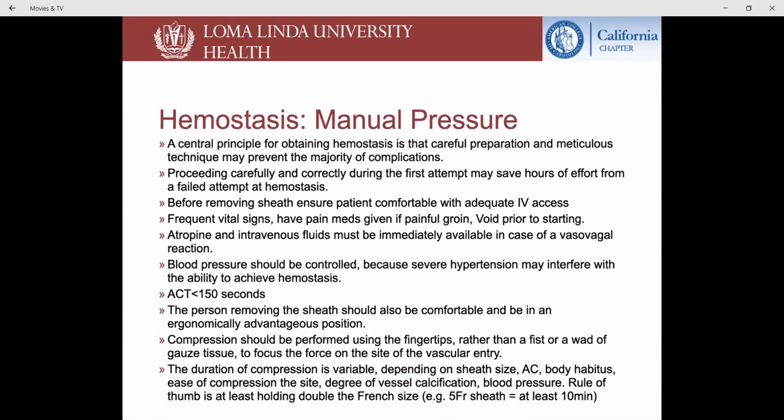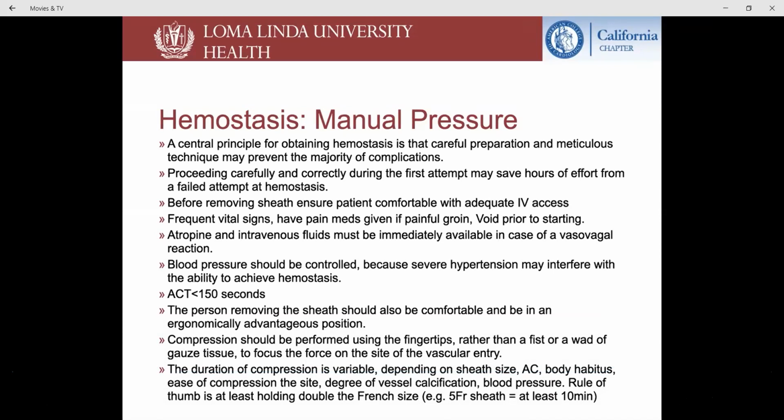The person removing the sheath should also be comfortable and be in an ergonomically advantageous position so they can provide good manual pressure. Compression should be performed using the fingertips rather than a fist or a wad of gauze tissue to focus on the site of the vascular entry.